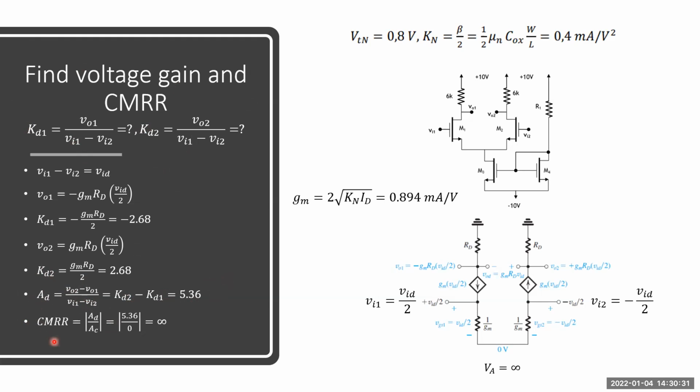What about CMRR? What is the definition of CMRR? It equals differential mode gain divided by common mode gain, in absolute value. Differential mode gain is 5.36, common mode gain is 0. Then CMRR equals infinity. Okay.